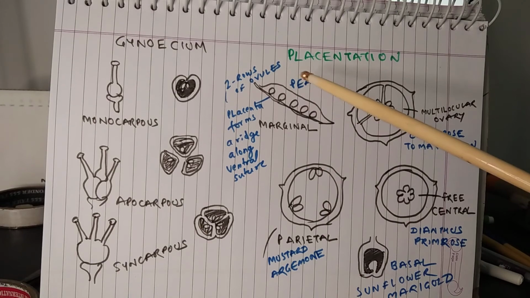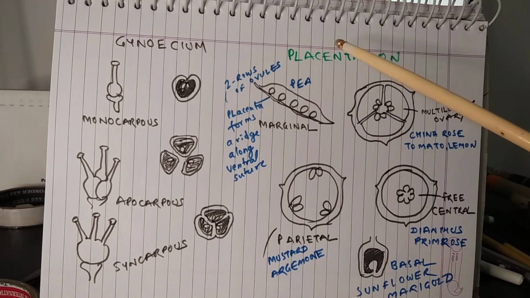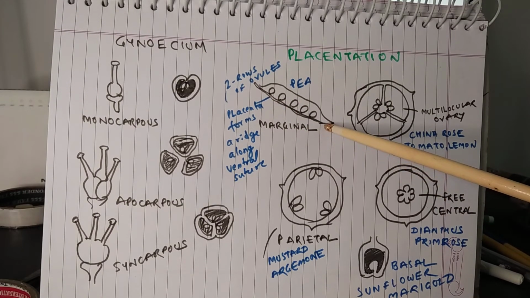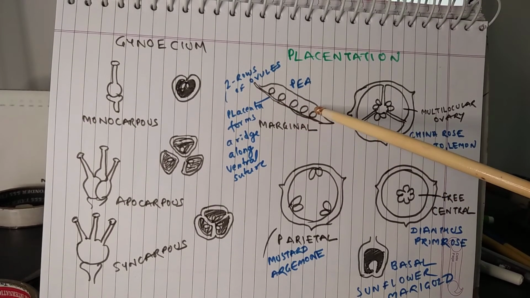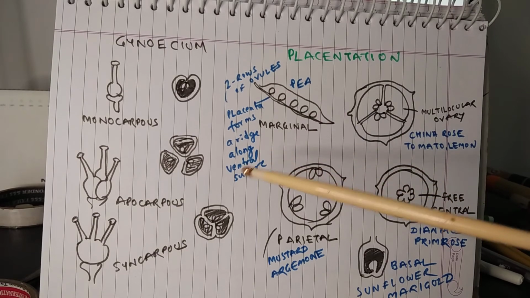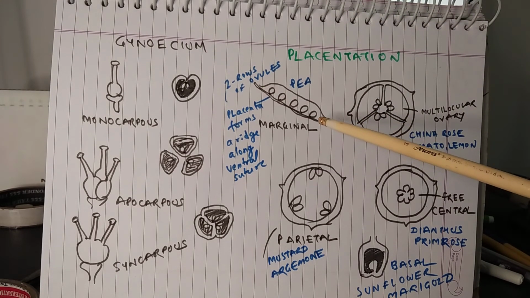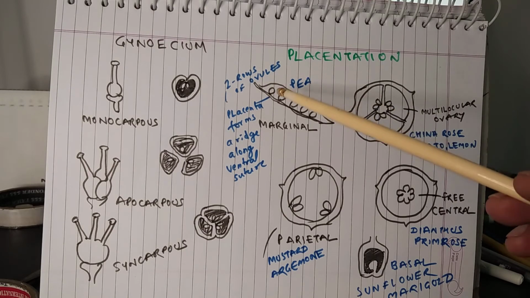So what happens in the case of marginal placentation? The placenta forms a ridge along the ventral suture. Suture means the seam, the dictionary meaning is sewing. The line along which the ovary edges meet is called the ventral suture. On that line there are 2 rows of ovules.